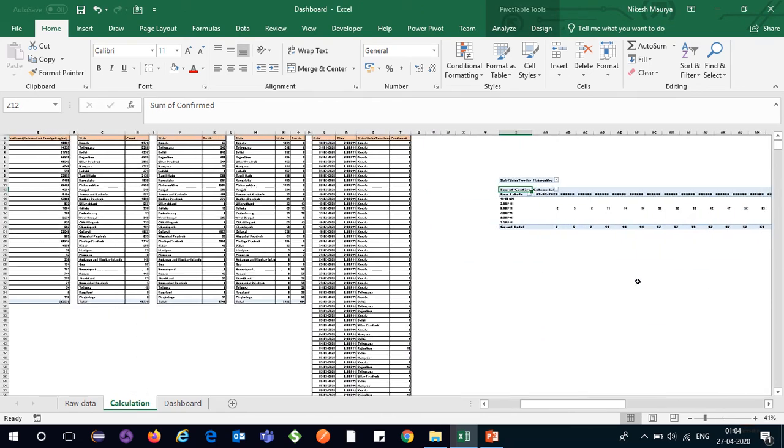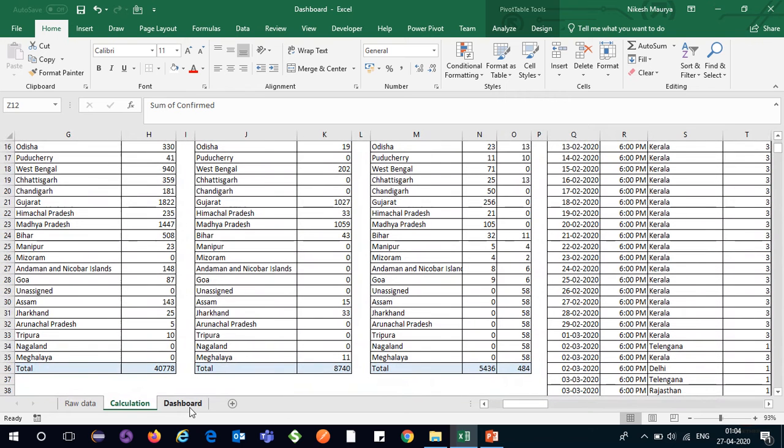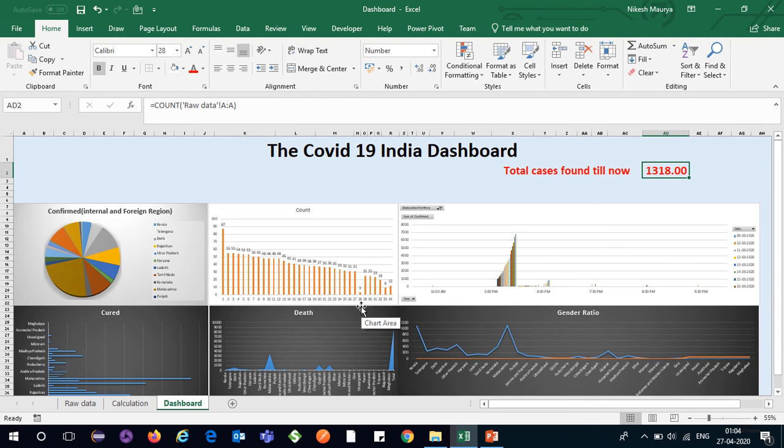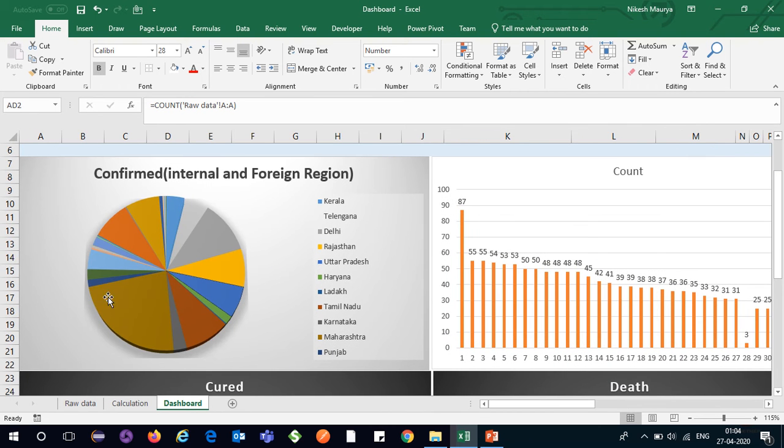Now according to this I will make a pivot chart. So this is the calculation data sheet, this is the raw sheet, and this will be the dashboard. Here is the dashboard, the COVID-19 India dashboard, which I named. As you can see, the total number of cases found is 1318, and this pie chart will explain the confirmed cases.